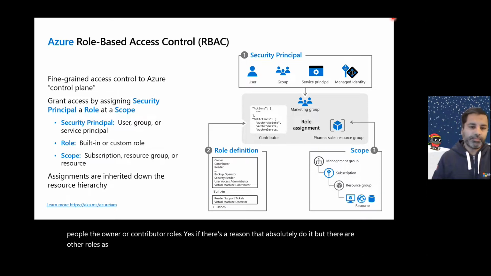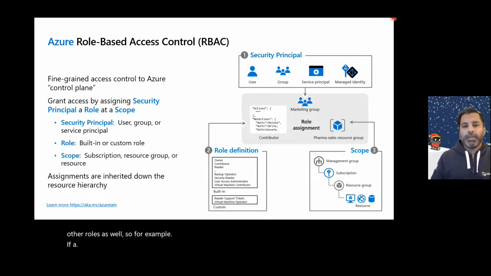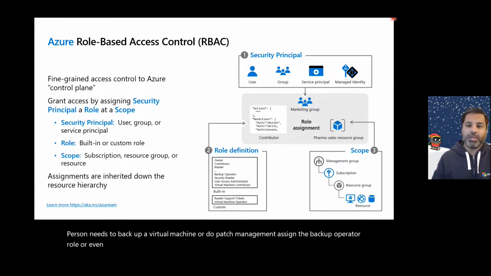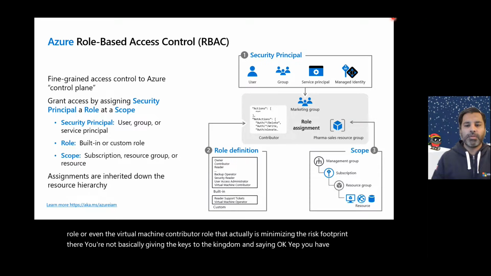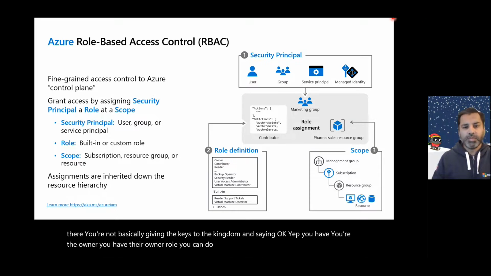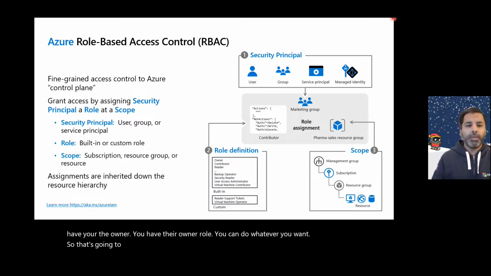So for example, if a person needs to back up a virtual machine or do patch management, assign the backup operator role or even the virtual machine contributor role. That actually minimizes the risk footprint there. You're not basically giving the keys to the kingdom and saying, okay, yep, you're the owner, you have the owner role, you can do whatever you want. So that's also going to be very important, to make sure that you limit the roles.